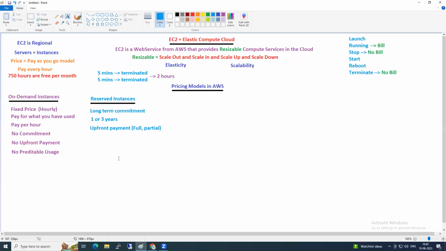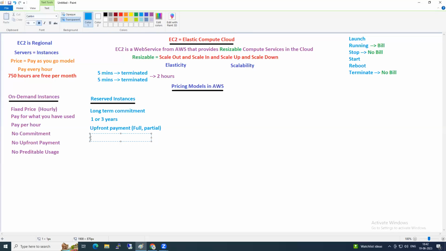It is 1 and 3. Either you go for 1 year or 3 years, not 2 years, I don't think so. Okay. Now, you know what? AWS will give the discount. You know how much percent AWS will give the discount? Guess. AWS will give you 75% discount. How much? 75% discount.